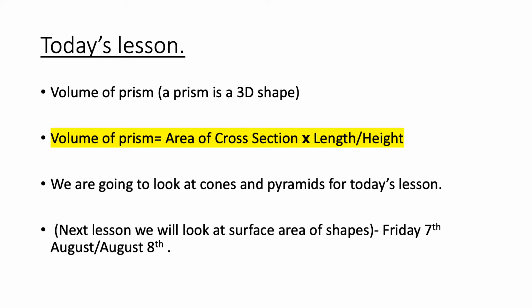Okay, so the volume of a prism. A prism is a 3D shape, like spheres, cones, pyramids, cylinders. These are all 3D shapes. The volume of a prism is the area of the cross section times the length or height. So you must actually learn this, put a little star here. We are going to look at cones and pyramids for today's lesson, and in the next lesson, hopefully Friday or Saturday, we'll be looking at surface areas of 3D shapes.